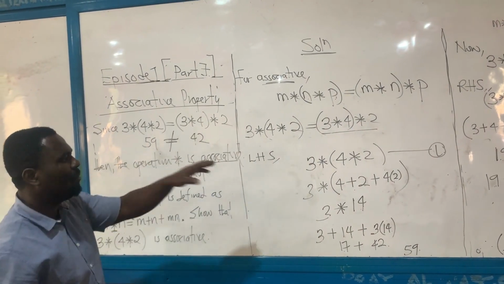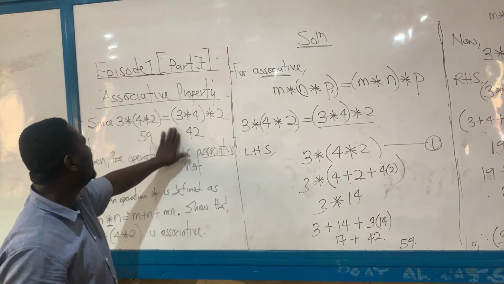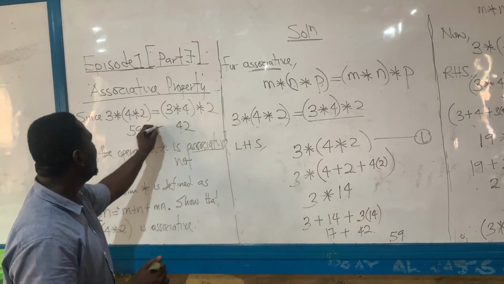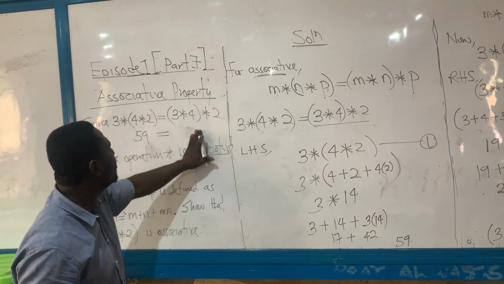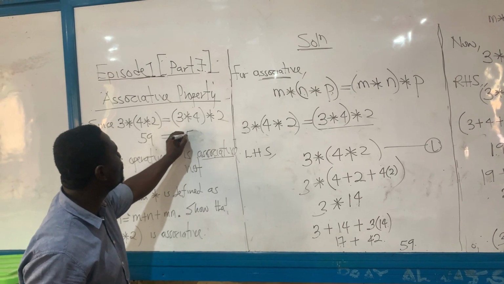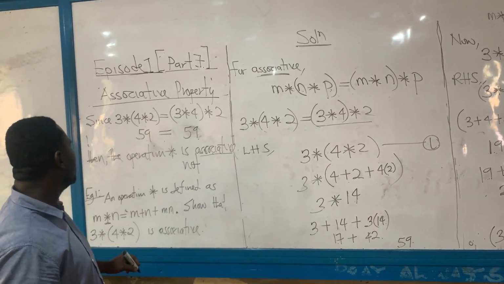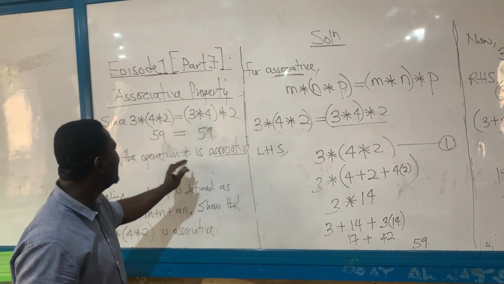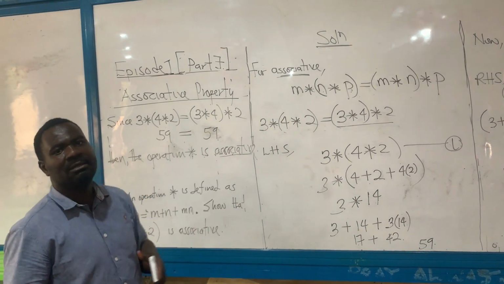But remember, for what we discussed here, the answer was the same. We had the left to be 59, and also we have the right to be 59. Then the operation star is associative.